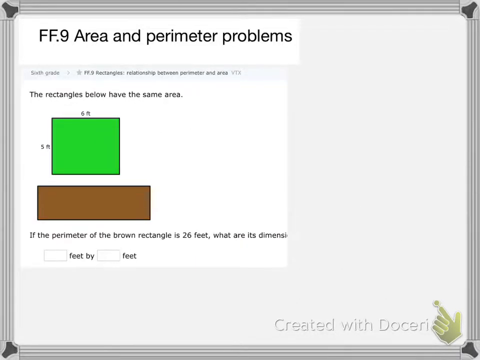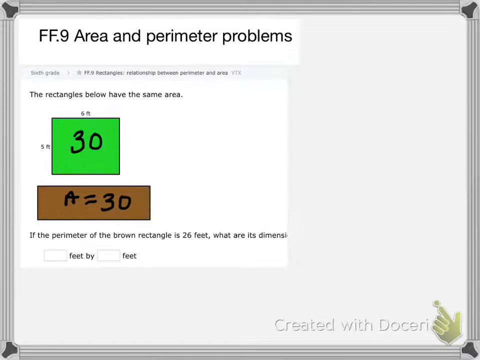Next question. The rectangles below have the same area. If the perimeter of the brown rectangle is 26, what are its dimensions? All right, well, I see 5 times 6 in the green rectangle. That gives it an area of 30. So that means this has to have an area of 30 as well. And we're looking for an area of 30, but a perimeter of 26.